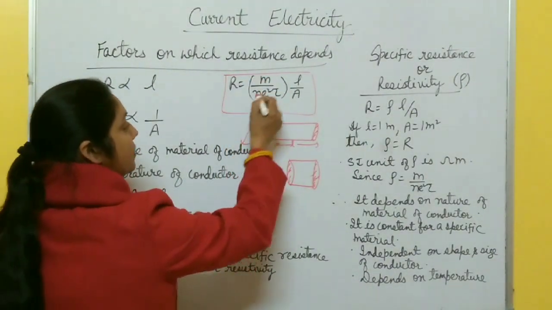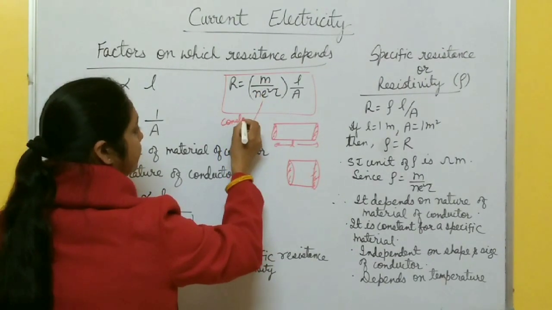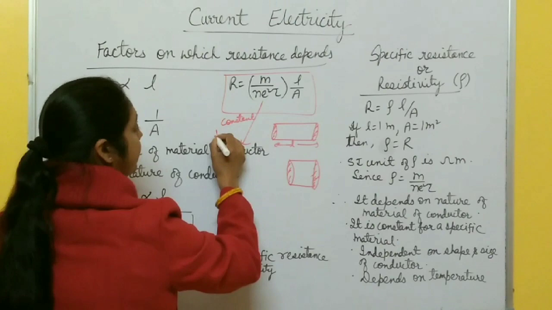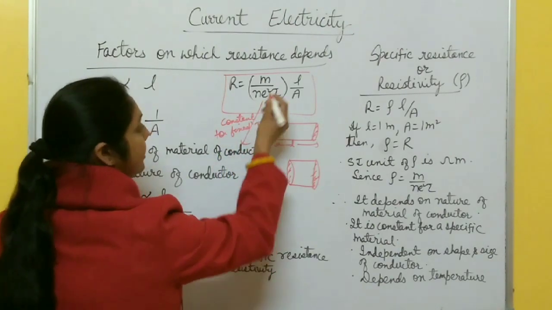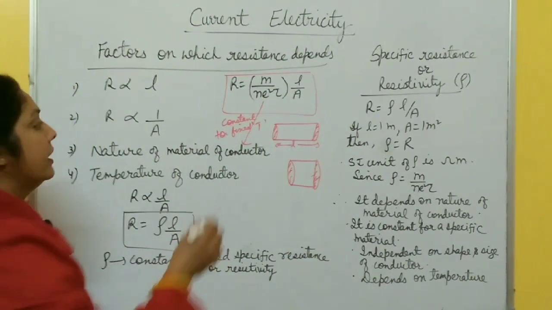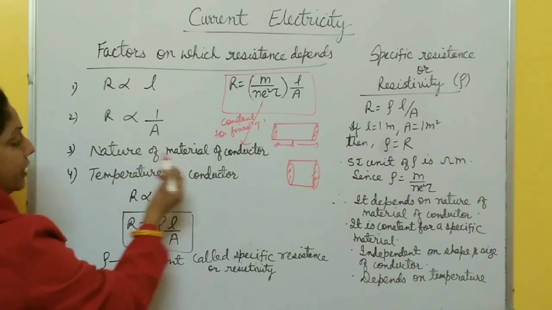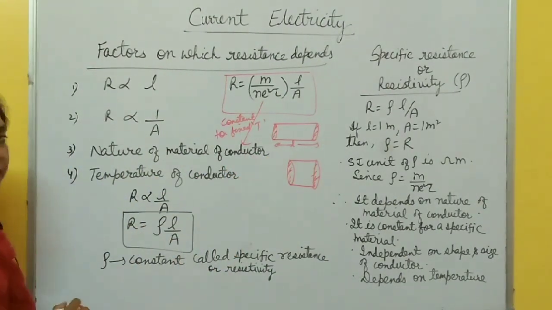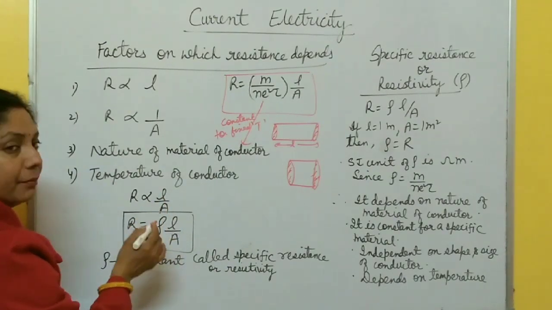This quantity is constant for a fixed temperature. If the temperature changes, then this quantity also changes and resistance also changes. So resistance depends on the nature of the material of the conductor, and also the temperature of the conductor. In this way, combining these equations, you get R is directly proportional to L by A.